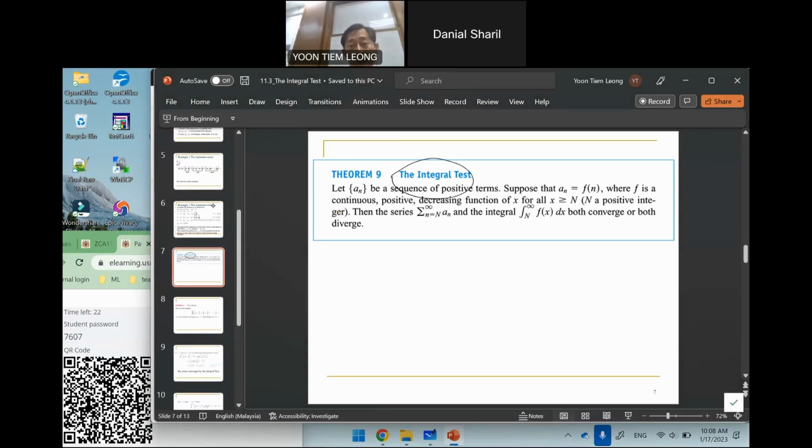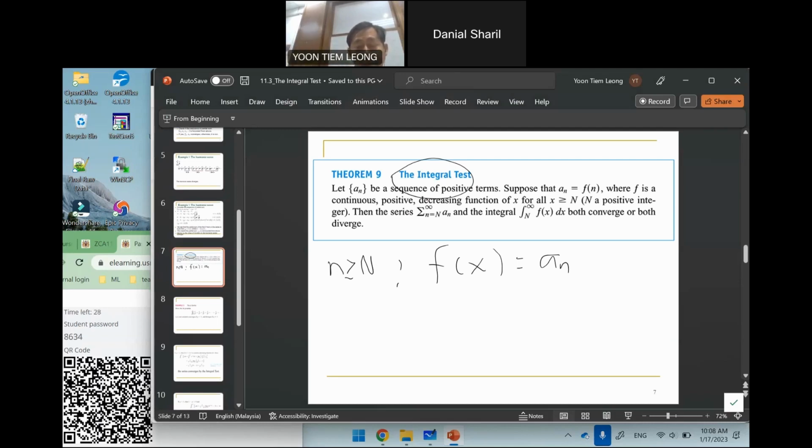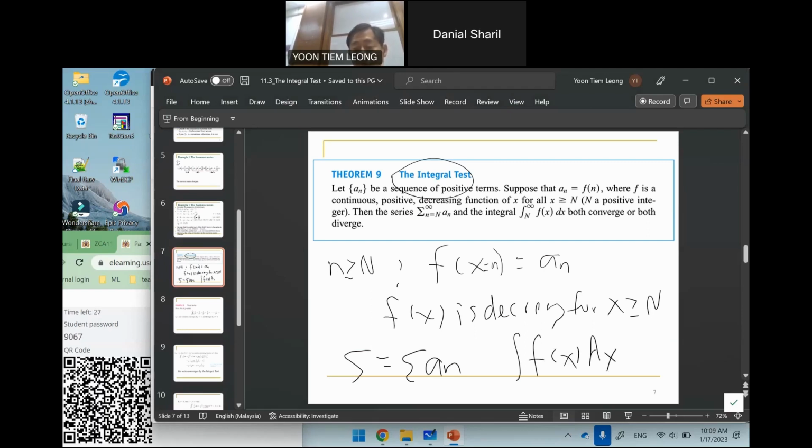You have a sequence a_n which is all positive, and suppose you find that for a certain number N, as long as the index n is larger than or equal to N, you can map a function f(x) onto a_n such that the values of f(x) at x equal to n coincide with the values of the term a_n, and the function f(x) is decreasing for x larger than or equal to N. Then you can easily find out whether the series, the sum of a_n, converges or not by performing the integration of the function from N to infinity.